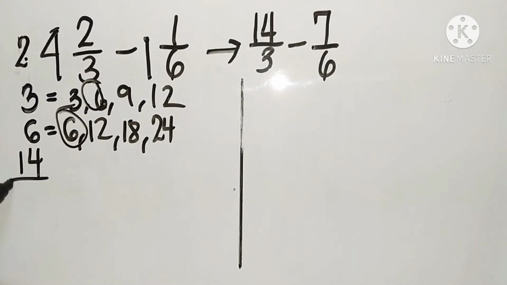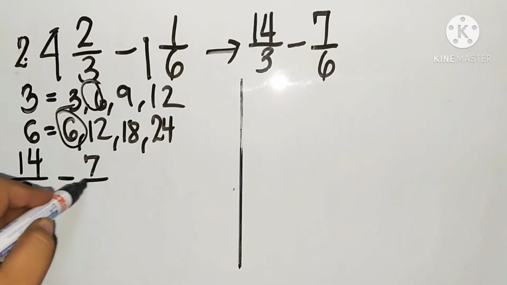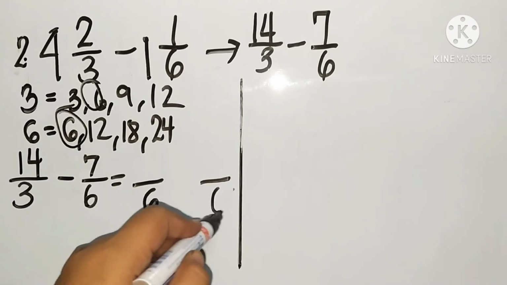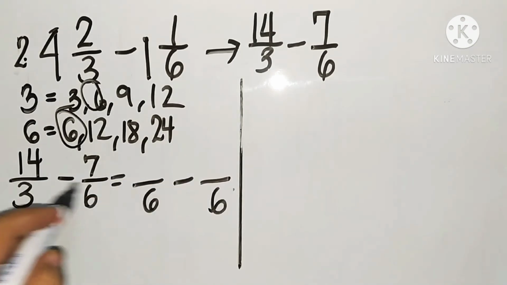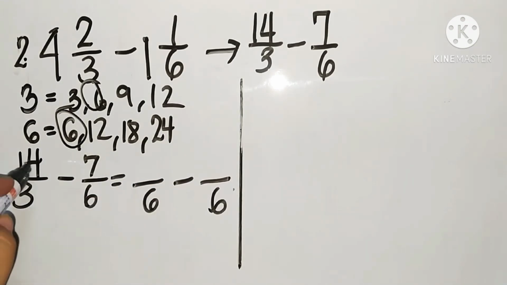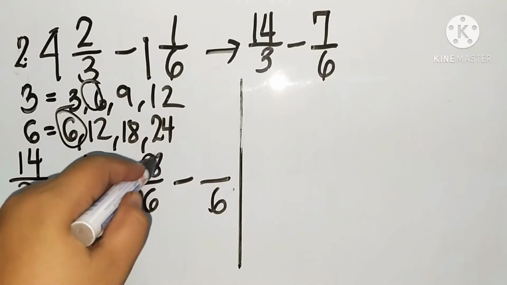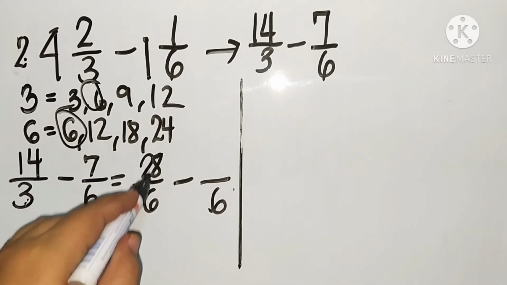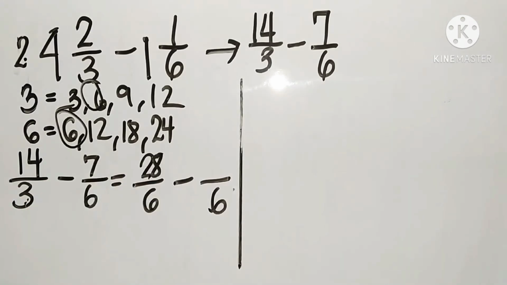14 over 3 minus 7 over 6. It will become yung bago nating denominator, and then you subtract. 6 divided by 3 is 2. 2 times 14 is 28. Para makuha nyo yung bagong numerator. Again ha, 6 divided by 3, that is 2. 2 times 14 is 28. Kaya po ito naging 28, yung bago nyong numerator.